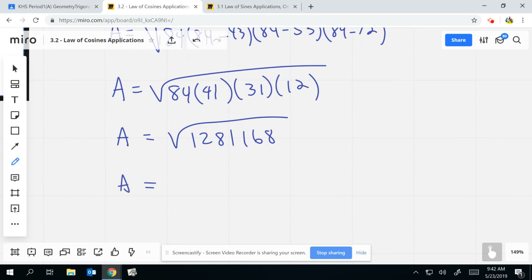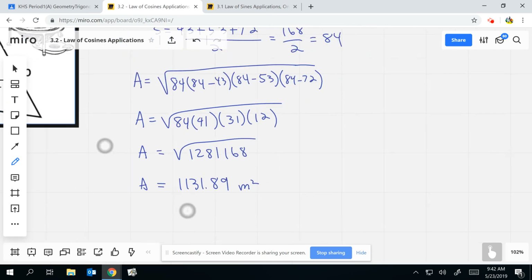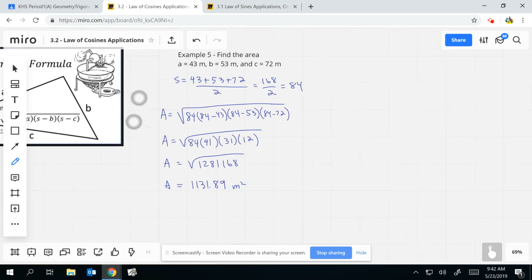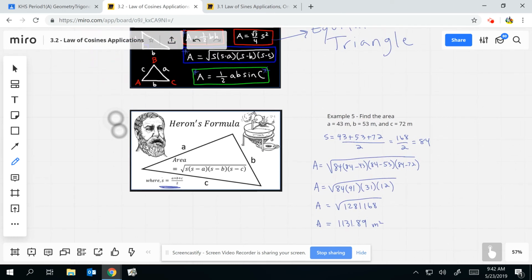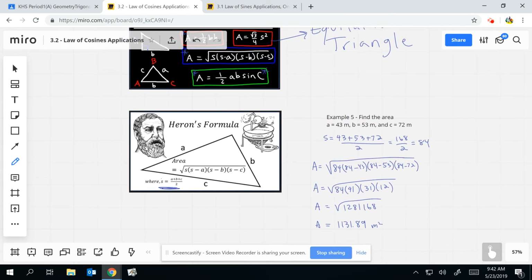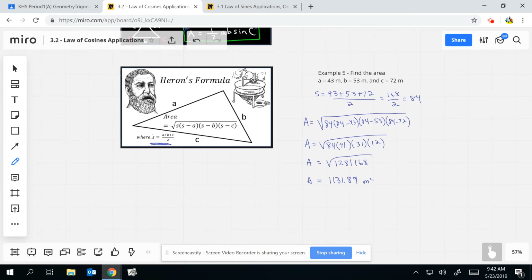So your square root of that is 1131.89, and that's in square meters. So area is always measured in square meters. So again, now you just have an extra formula for area in your arsenal that you could use at any time. If you have all three sides and you want to get the area, now you have a formula for that too. So that's just an extra one for you. All right, that's 3.2. All of it completed.